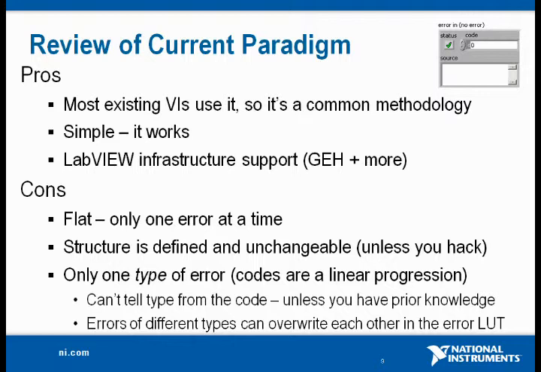Cons. It's flat. You can only have one error in there at a time. There's one status boolean, there's one code integer, and there's one source string. The structure is defined and unchangeable. Excuse me, you can, unless you hack, but we'll talk about that a little later. As I said, one error boolean, one code integer, and one source string. You can only really have one type of error, because the codes are a linear progression, like an error lookup table. So you can't really tell the type from the code unless you have prior knowledge.